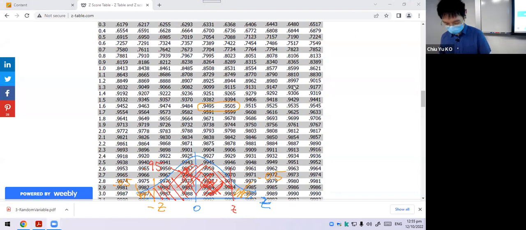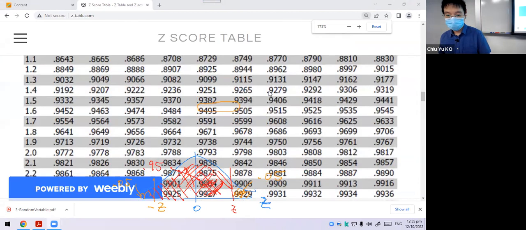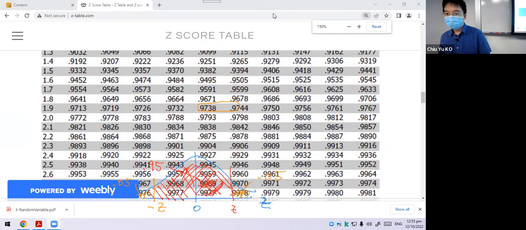Let's see if I can make it bigger. Okay, this is good. So 0.95 would be somewhere here, in the middle of these two, because it's between 0.9495 and 0.9505. Counting the rows, 0, 0.1, 0.2, 0.3, 0.4, 0.5, it's between 1.64 and 1.65.